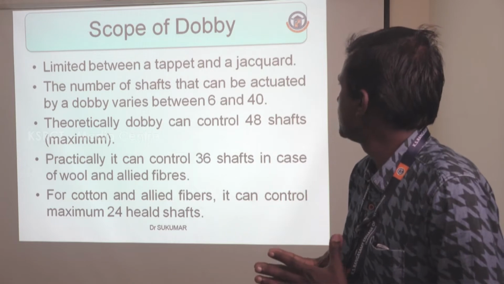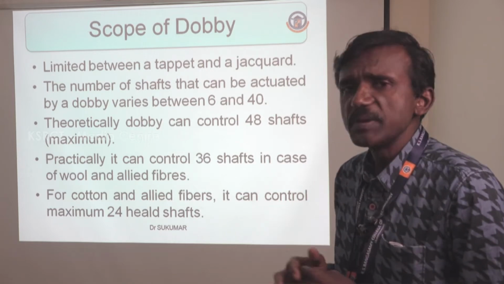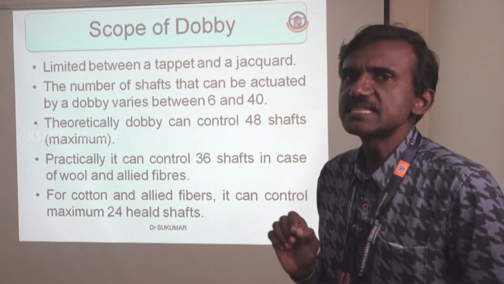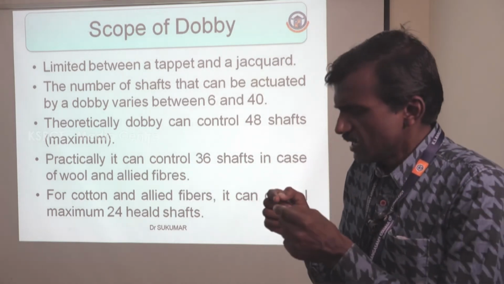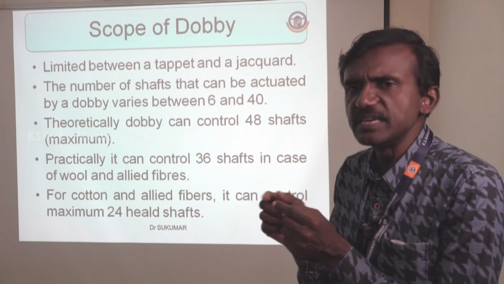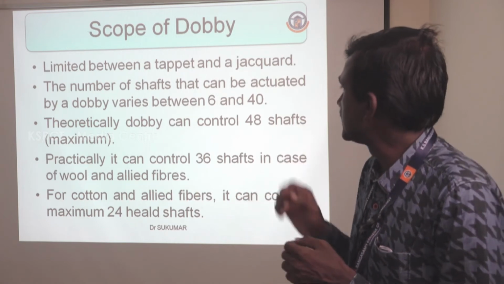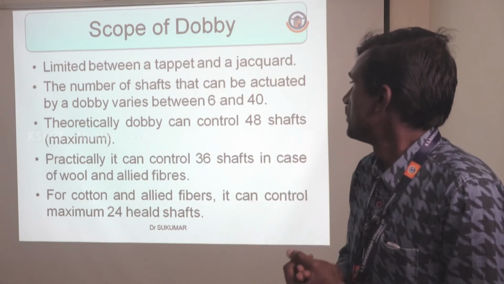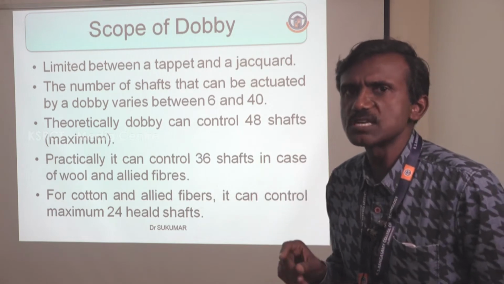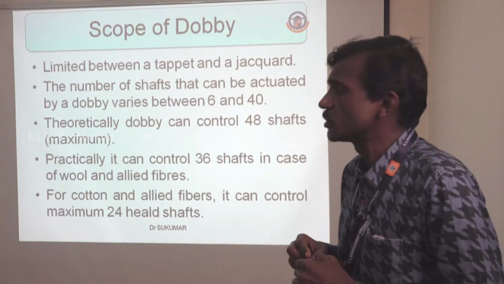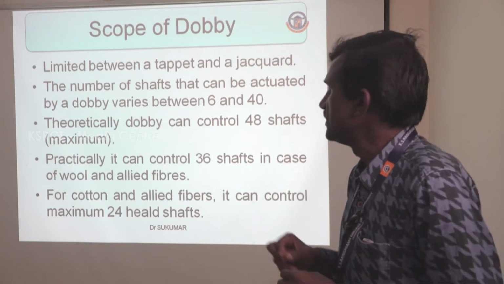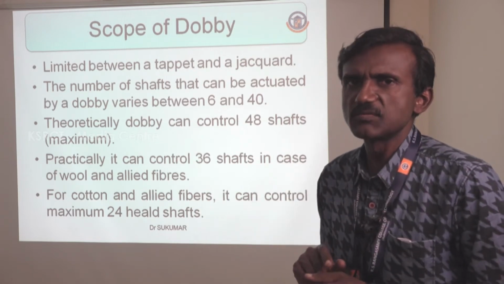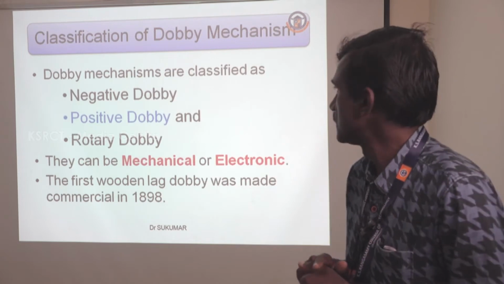The number of heald shafts that can be controlled with the Dobby is about 40. This is a theoretical calculation because of the pitch. Pitch means the distance between each heald shaft. Theoretically we can control up to 48, but practically, in the case of woolen and worsted fabrics, we can control up to 36. In the case of cotton and allied fabrics, we can control up to 24 heald shafts. This is what we normally do.